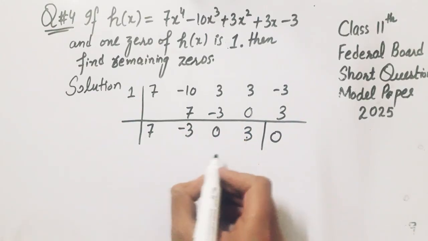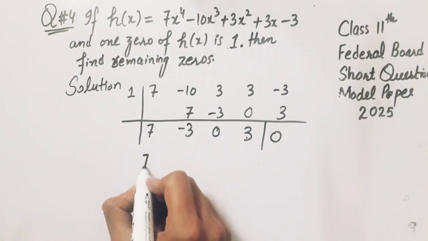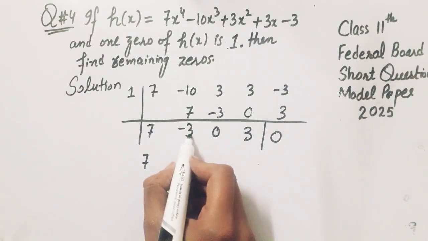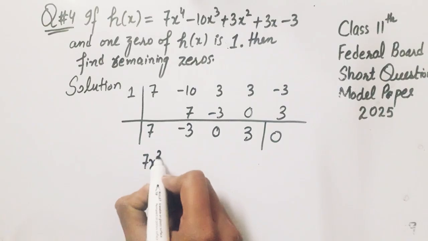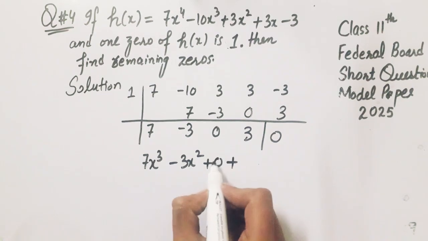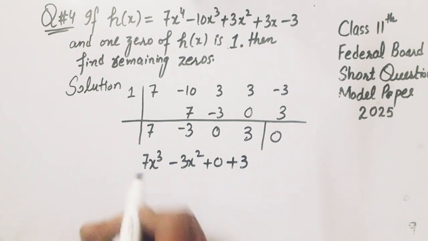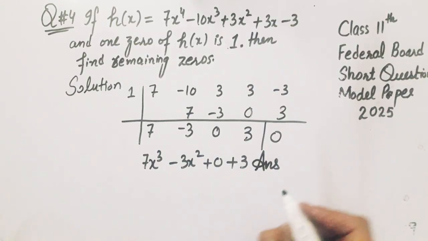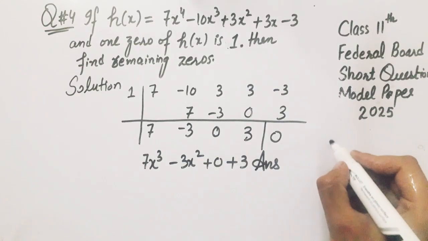So we will write this equation as 7 x power 3, minus 3 x power 2 plus 0 x plus 3. So this is the answer. Now we can also solve this by division method.